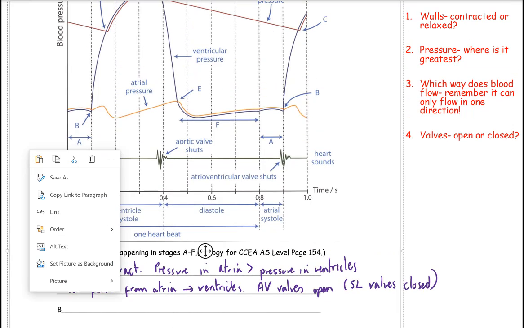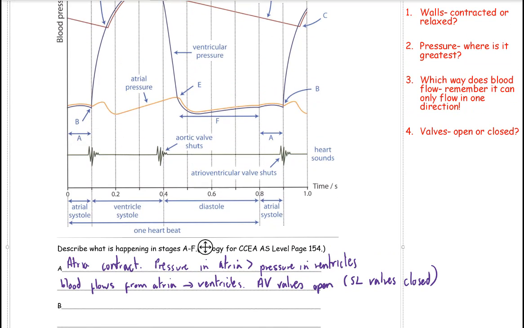So what we've done is basically just follow those 4 steps. Which walls are contracted or relaxed? Where's the pressure greatest? Which way does the blood flow? And what's happening in the valves? So at A, the atria contract. Pressure in the atria is greater than the pressure in the ventricles. So the blood flows from the atria to the ventricles and the AV valves are open.